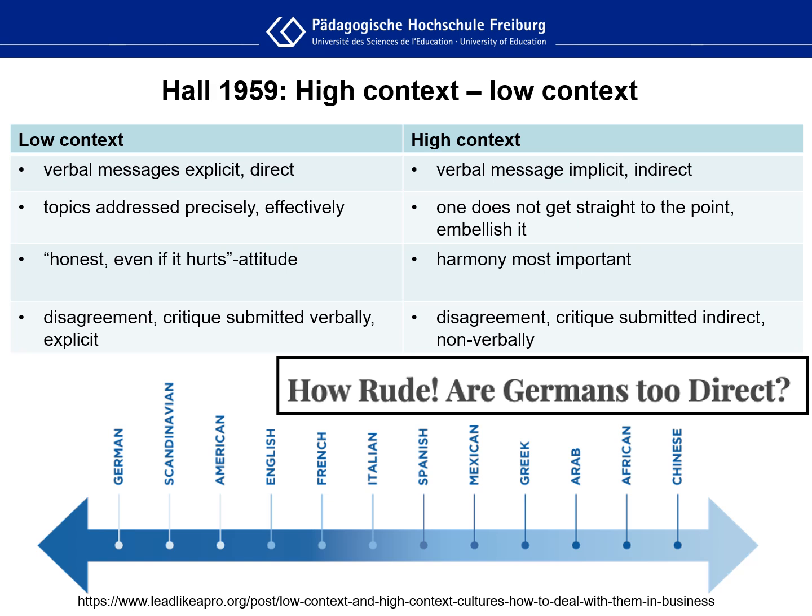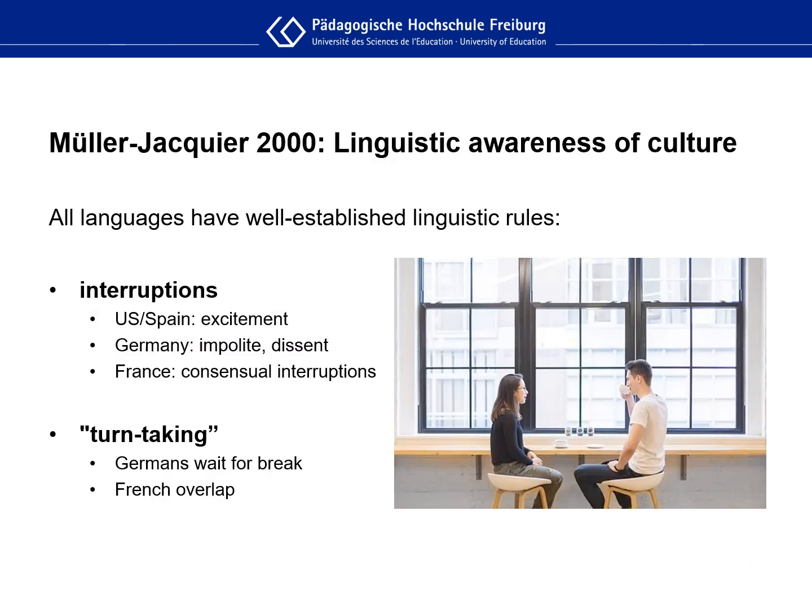In high context cultures, verbal messages are more implicit and indirect. One wouldn't get straight to the point but embellish it. In many cases, harmony is more important than honesty. According to this, disagreement and critique are mostly submitted indirectly or non-verbally. You can probably imagine that these different understandings of what is appropriate to say can lead to situations in which people feel insulted. Müller-Jacquier wrote a groundbreaking paper about the linguistic awareness of cultures.